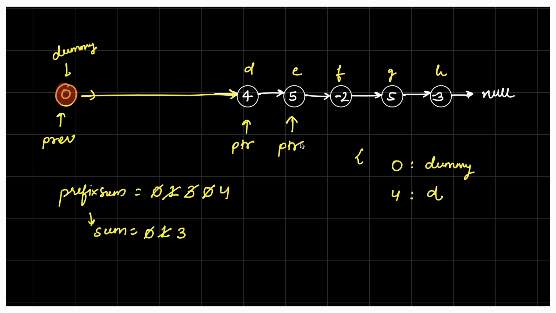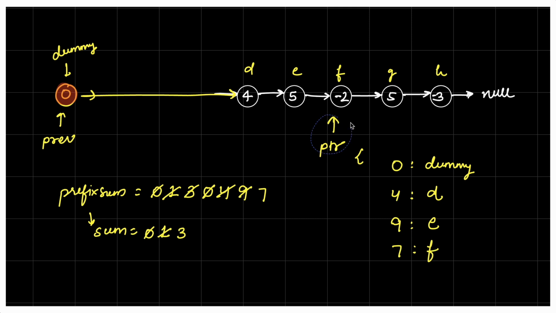So pointer now becomes this 5. Let's add this, so the sum will become 9. We haven't seen this 9 in the past, so just add sum 9 to this address, which is E. Great. And now let's move your pointer to the next. So pointer will become this. Great. Now let's add this -2, so it will become 7. Have we ever seen 7? No. So just add this 7 at address F. Great. Nice.